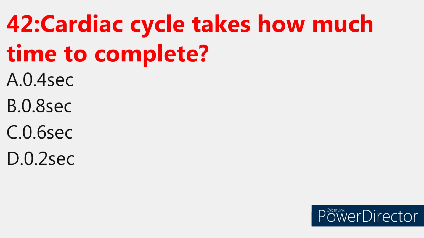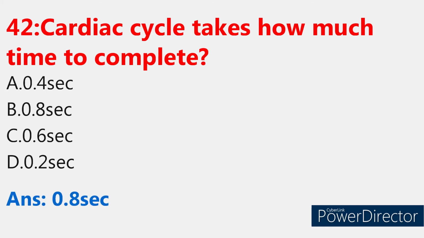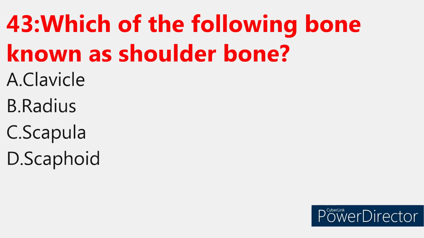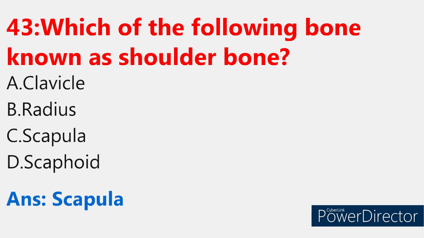Cardiac cycle takes how much time to complete? Option A 0.4 second, option B 0.8 second, option C 0.6 second, option D 0.2 second. And the correct answer is option B 0.8 second. Next question. Which of the following bones is known as the shoulder bone? Option A clavicle, option B radius, option C scapula, option D scaphoid. And the correct answer is option C scapula.